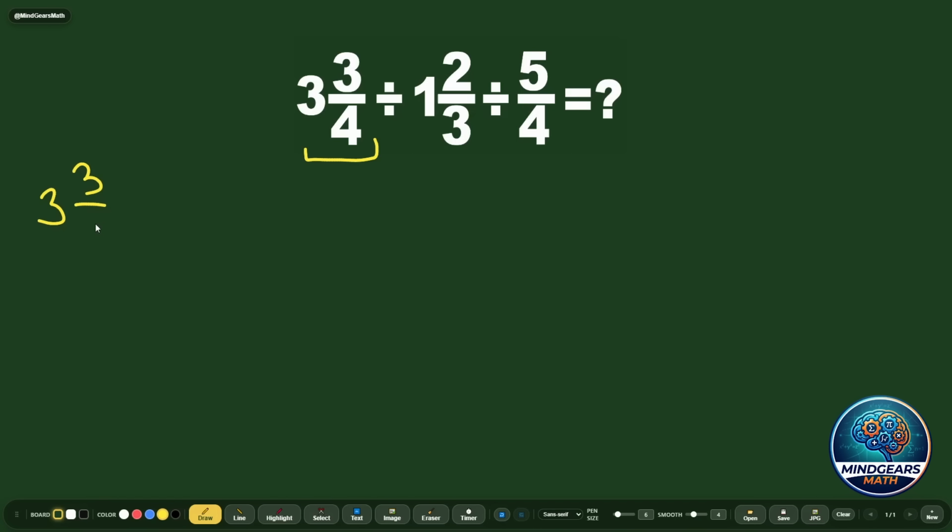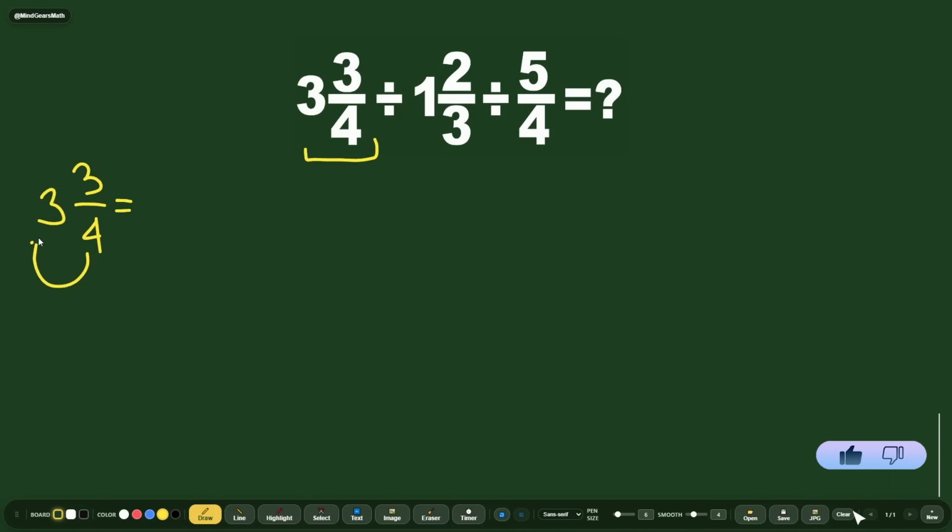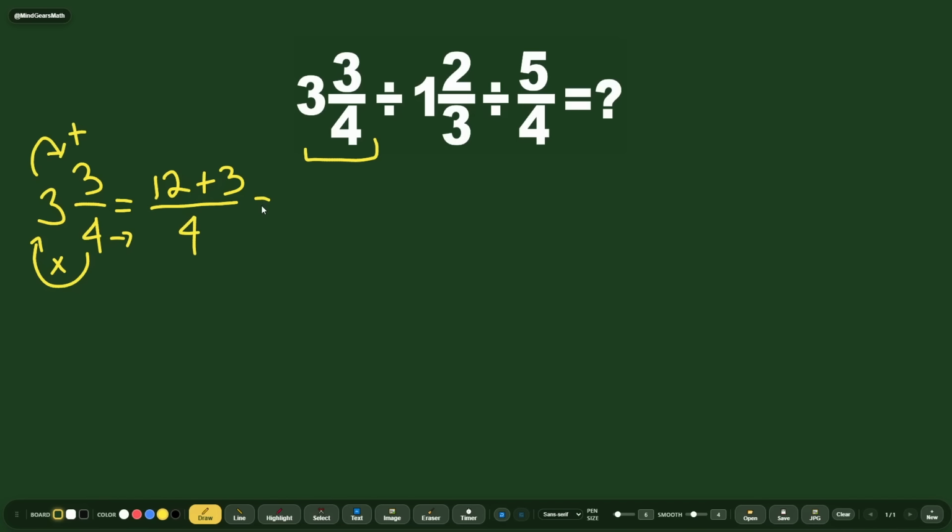Let's convert 3 and 3 over 4. 4 times 3 equals 12, and 12 plus 3, divided by 4, and now the fraction becomes 15 over 4.